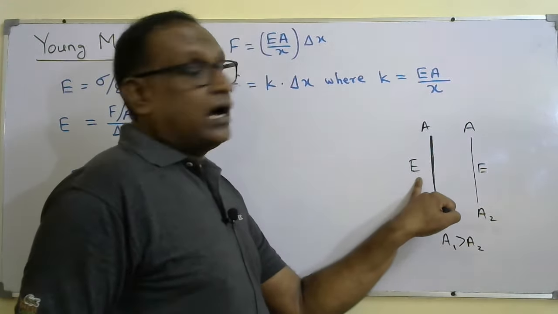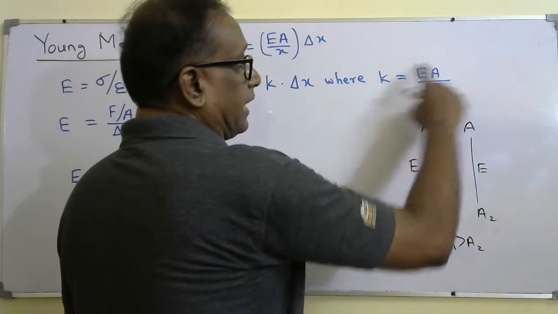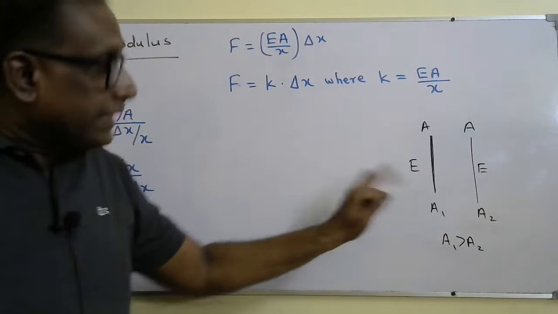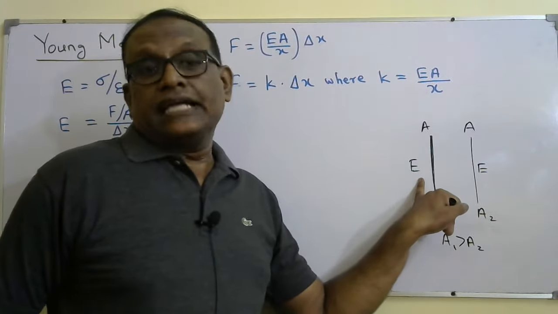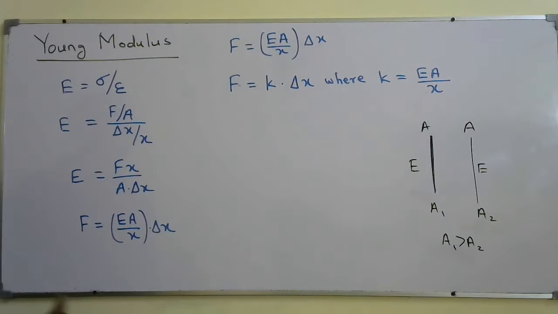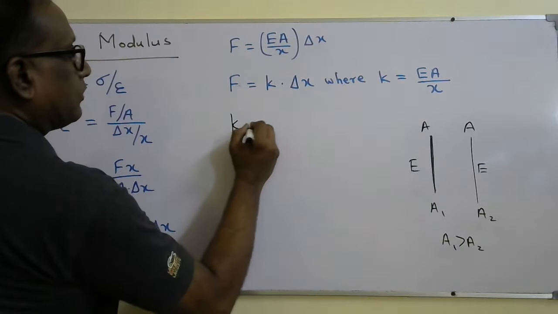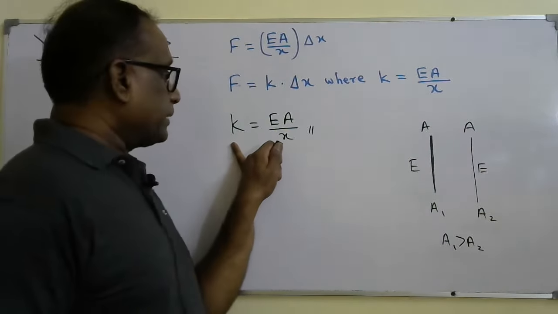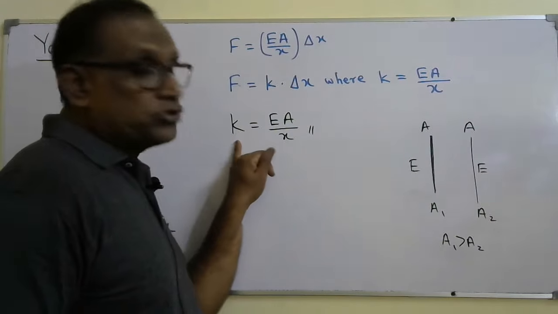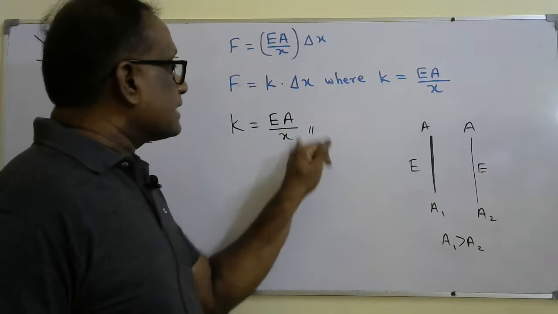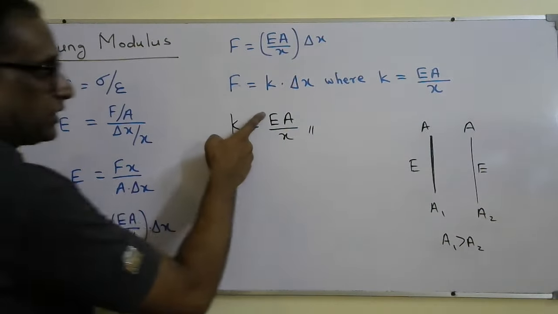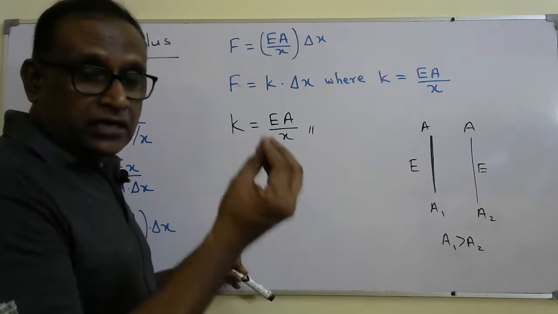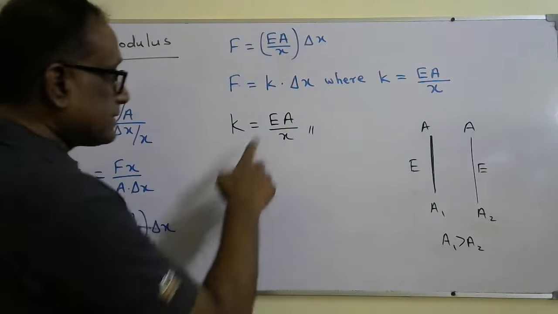That means this will have greater K than this. That is true, because as A becomes larger, K will become larger. So the wire, even if they are made of the same material, with a large area of cross section will have greater stiffness. So this relationship, K equals EA over X, gives the relationship between the spring constant of a spring and the dimension of the spring, or the force constant of a wire or rod and its dimension, related to the Young modulus of the material used to make the spring or wire, that is the E.